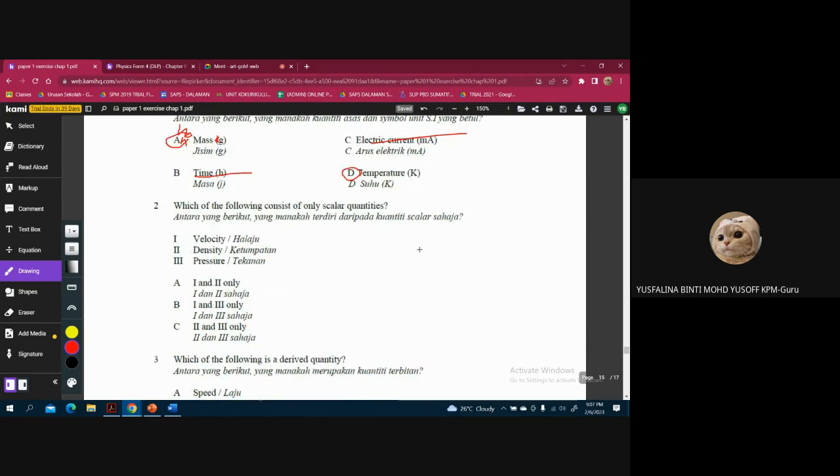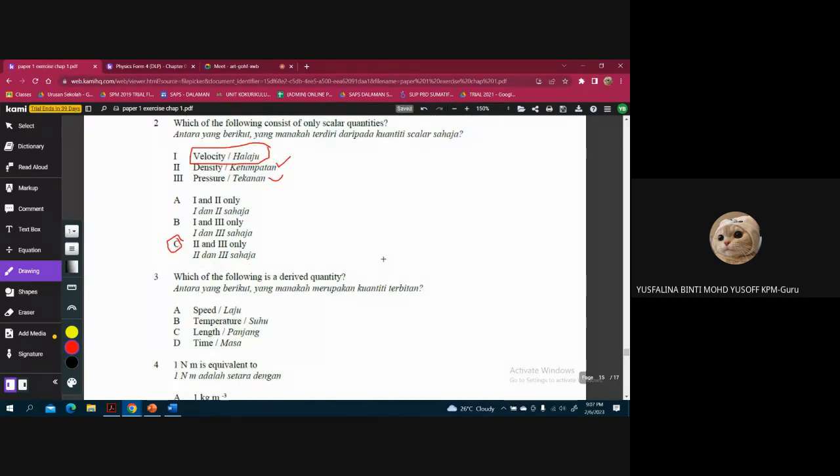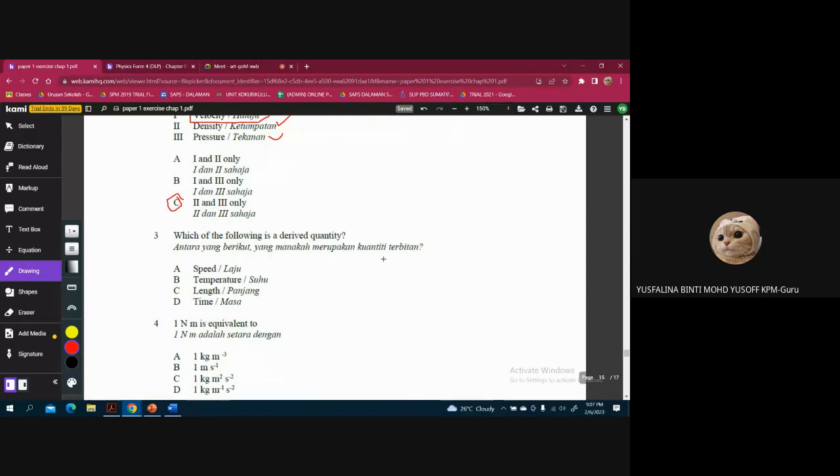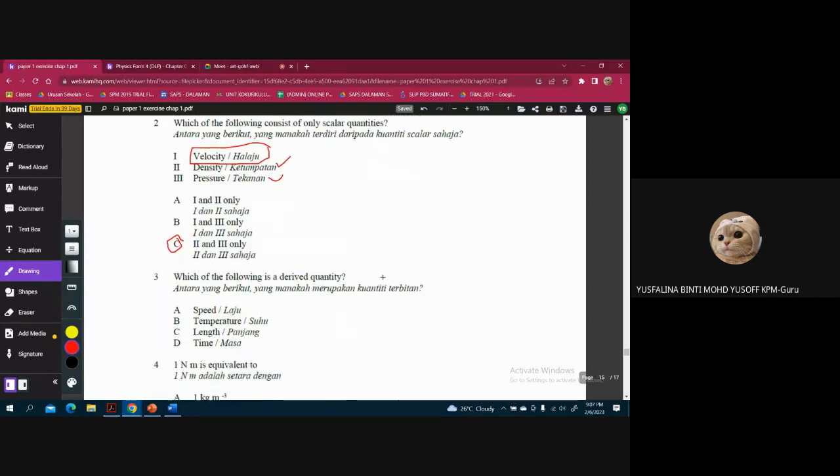Okay, which of the following consists only scalar? Scalar means has magnitude, no direction. No direction, this one and this one. This one got direction. This is a vector. So 2, 3, the answer is C. Wait, yeah, correct. 2, 3. Okay, velocity is a vector. Speed is a scalar.